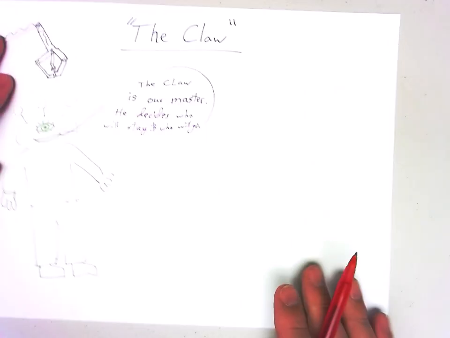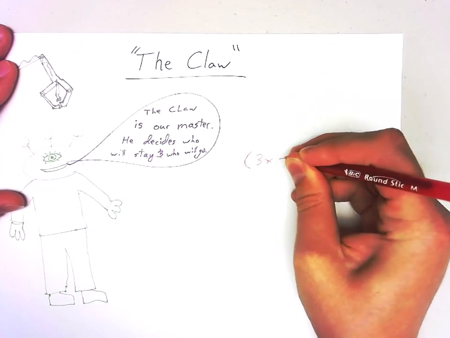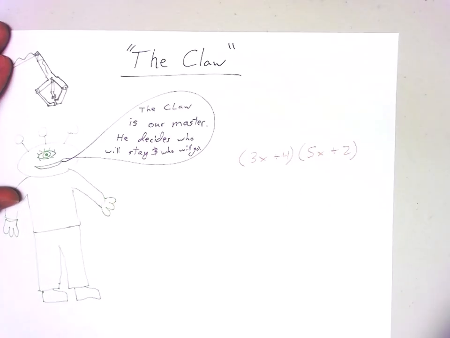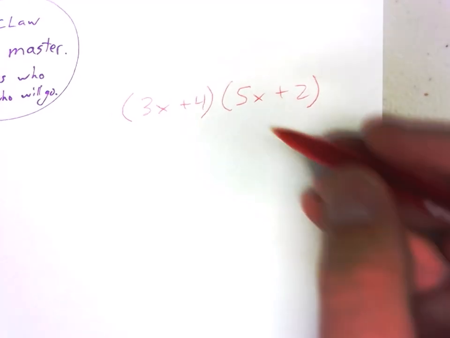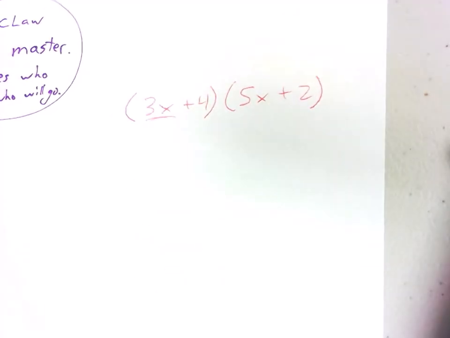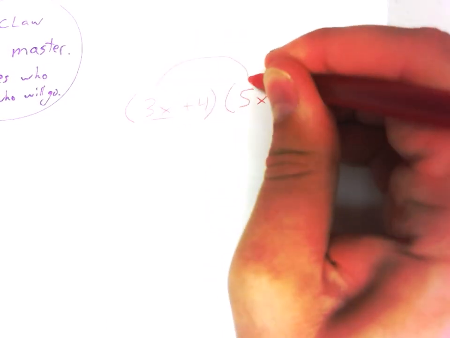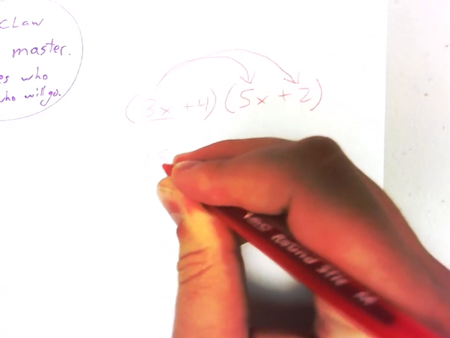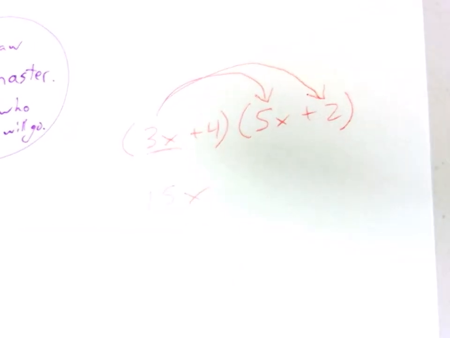I already did the example on the other page, but let's do one more really quick. 3x plus 4 times 5x plus 2. So the claw way, you don't have to think of each piece individually. You just go one at a time. Start with this one. You're going to go to each term over here. There's just 2 for this example, so we go this times that, this times that. 3x times 5x is 15x squared. 3x times 2 is 6x.